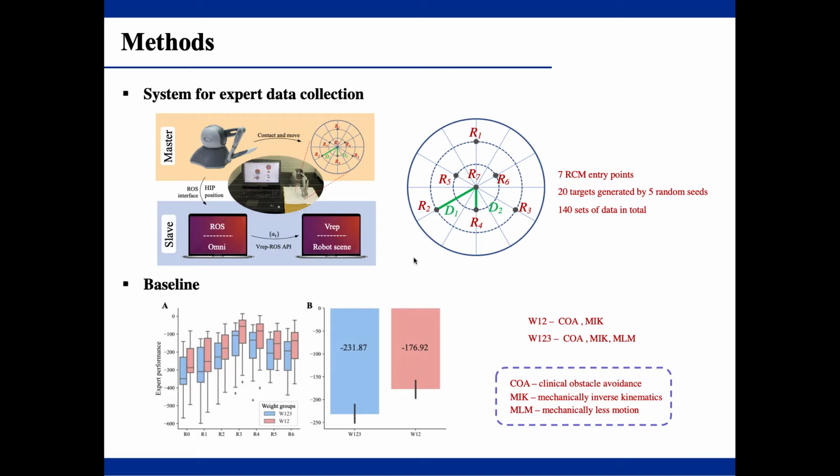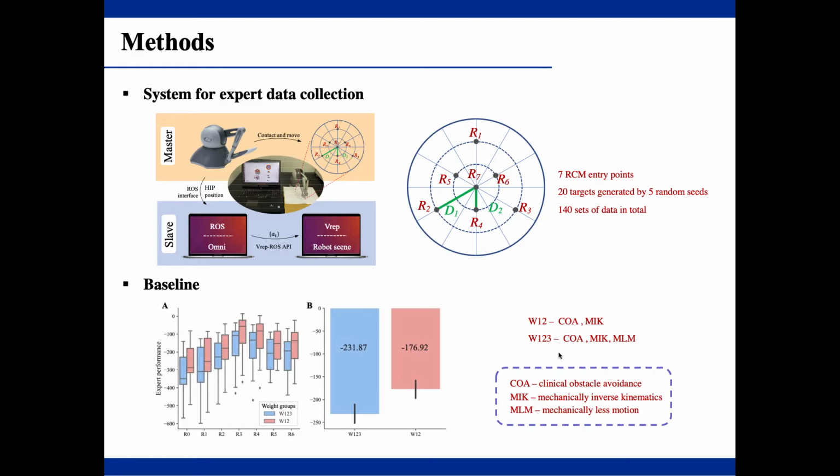In this step, 7 RCM entry points are chosen to replace the stochastic process of randomizing RCMs. And for each RCM, 5 different random seeds are employed to generate 20 targets. Therefore, 140 sets of data are collected.